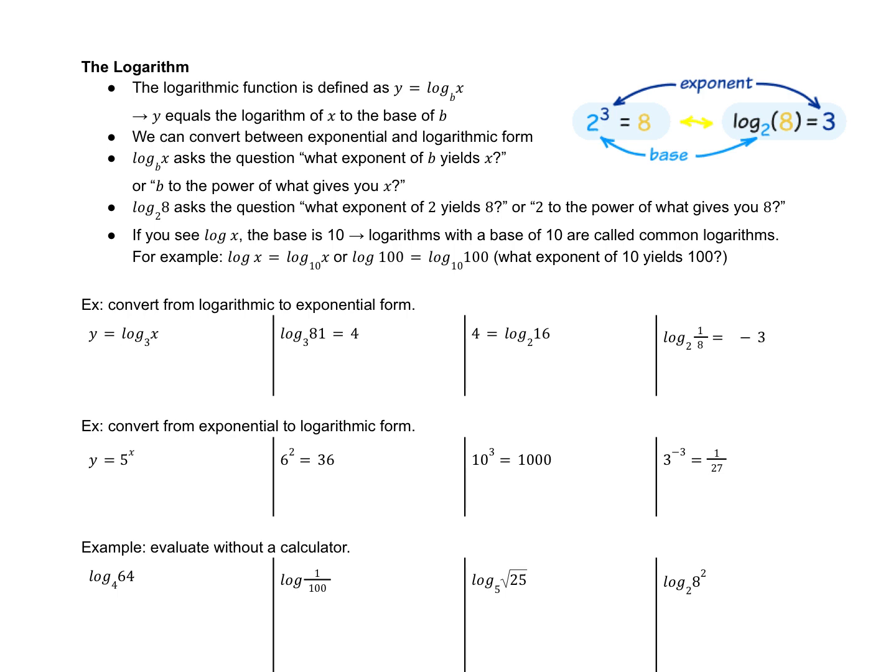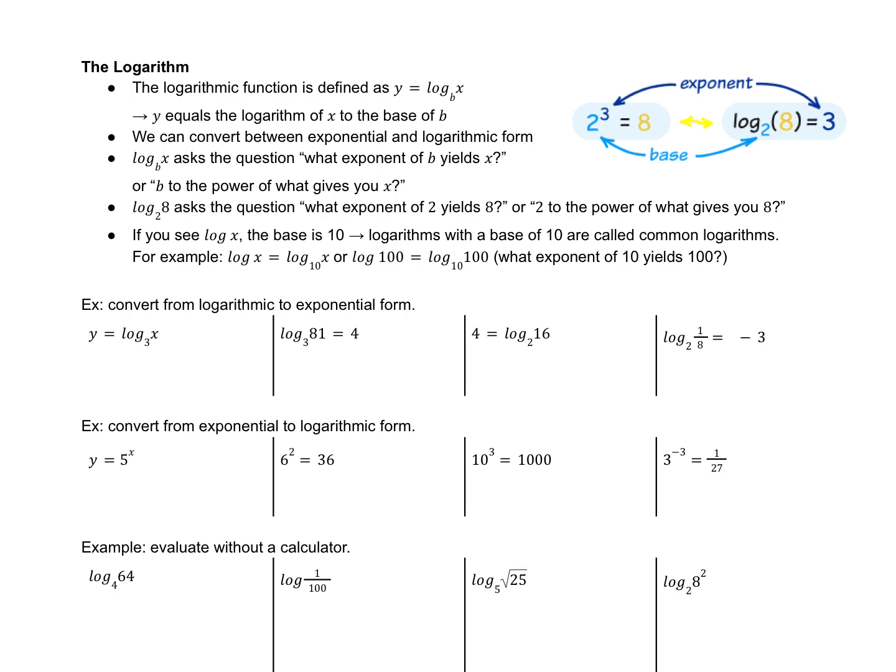When you see a log without a base, like this, log x, it means the base is 10. This is called a common logarithm. So if you see log 100, it's really log 100 with a base of 10, which asks the question, 10 to the power of what gives me 100? And that is 2, so this log is equal to 2.